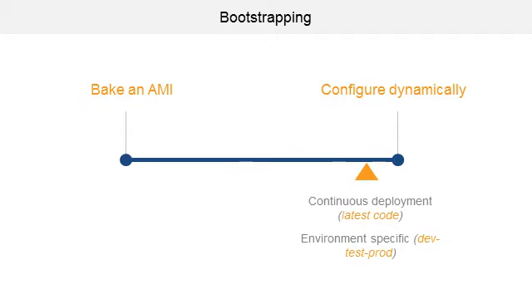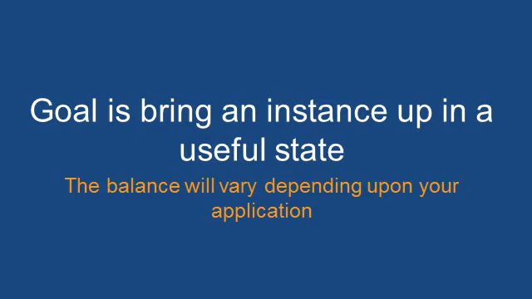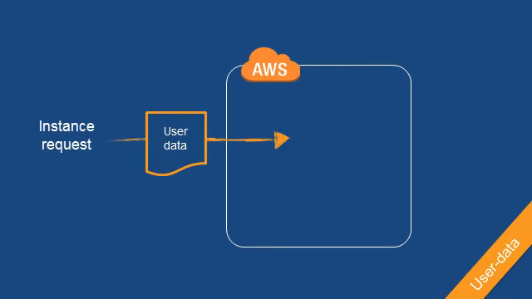So you need to consider where on that continuum you want to be in terms of your deployment model. Whichever way you do it and however you combine those things, obviously the goal is to bring up your instances in a useful state. So the balance of them is going to vary depending on what your application and the role type is for your instance. But let's just dig in a little bit into how that auto configuration works and how you can bootstrap your instances in a dynamic way.